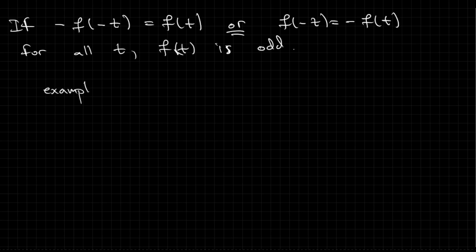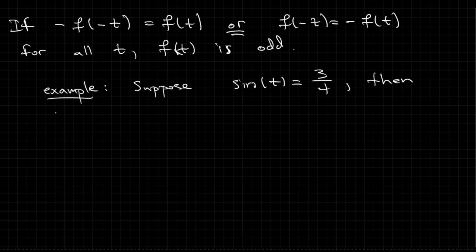Practically speaking, suppose sine of t, and I'm using sine of t as an example, but you can use any of the trigonometric functions as an example. If you know sine of t is equal to, let's say, 3/4, then you can determine what sine of minus t is without even knowing what t is, because sine of minus t is negative sine of t, and we know that sine of t is 3/4, so this would be, excuse me, negative 3/4.